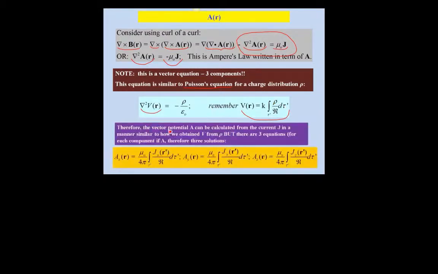This led to this form of the potential in terms of rho and a gradient over the volume. Therefore, the vector potential can be calculated from the current J in a manner similar to this. But there are three equations for each component of A. And so I've expanded this out in terms of the form that we have here for the scalar potential. Each one of these is like that. We have an x component here, which is related to the x component of J, the y, y, z, z. Instead of getting just one equation, we have three for each component of the vector potential. But it's the same form that we had for the electrostatic potential.